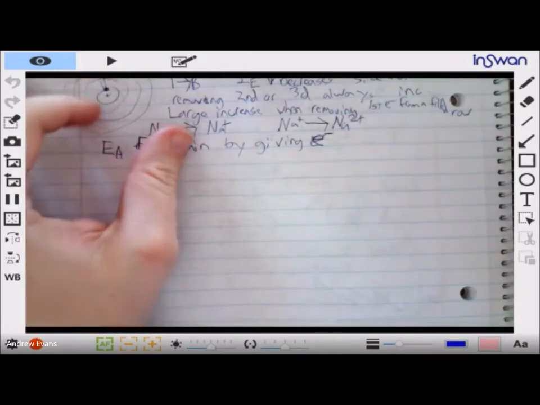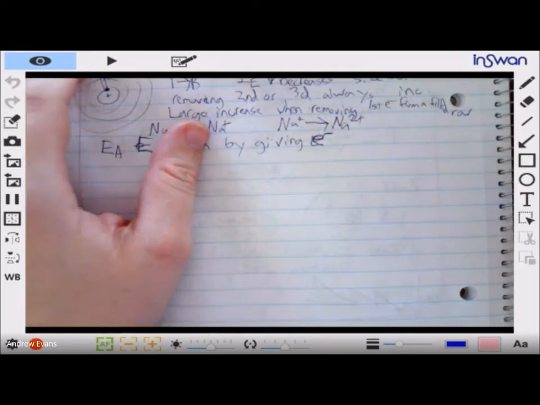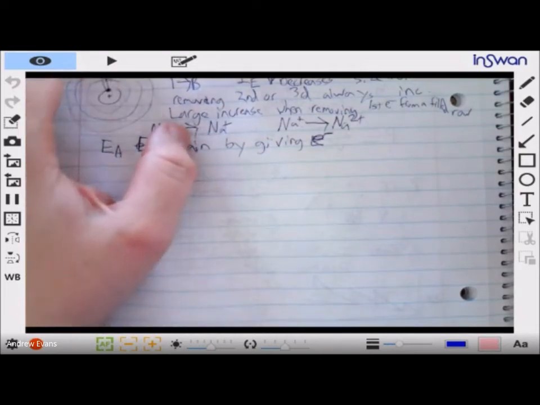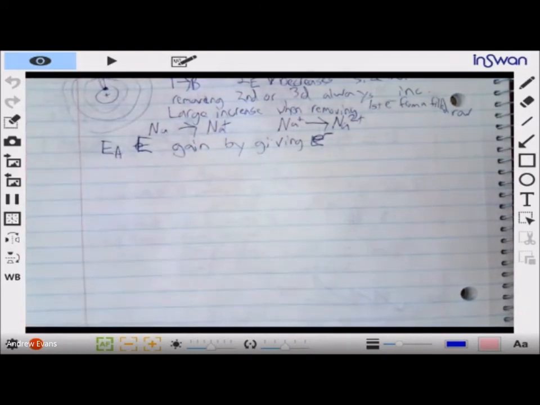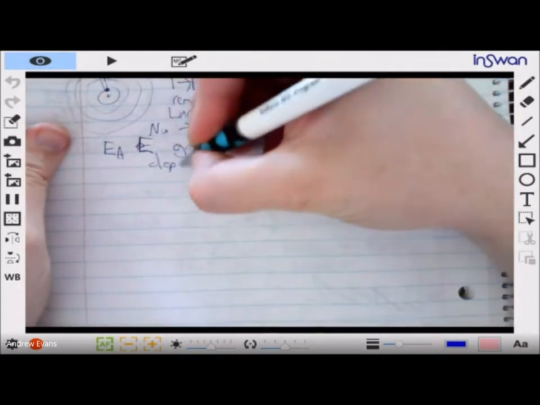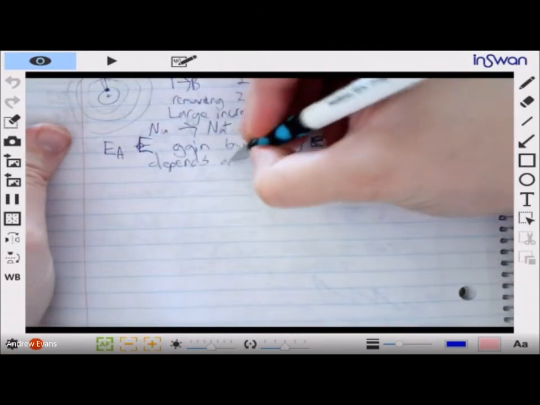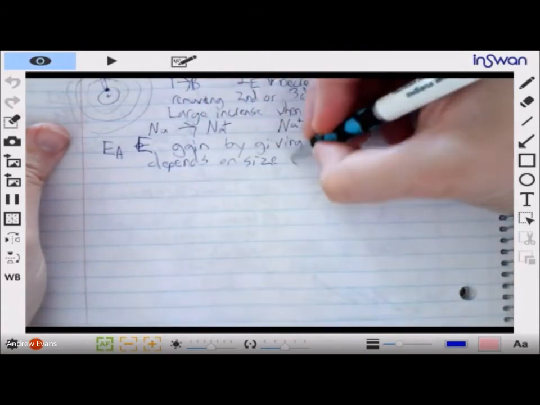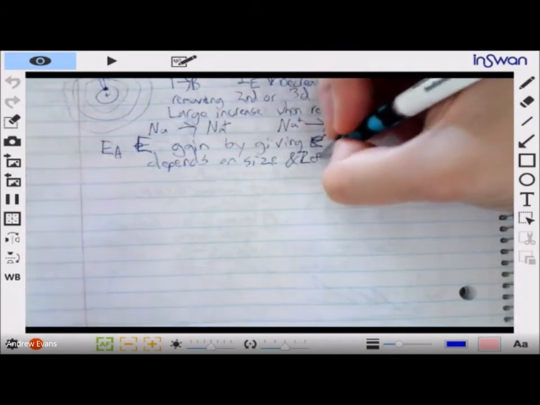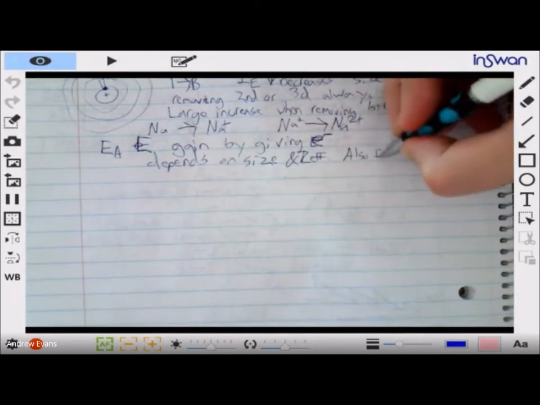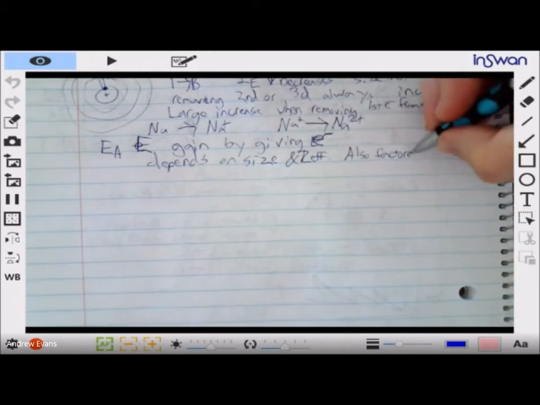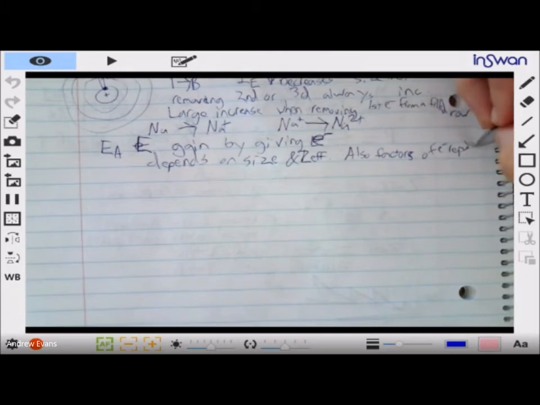Remember how we talked about thermochemistry and how we talked about light? If it takes energy to move it out, it must give energy to put it back. So this also depends on size and Z effective. But there are also factors of electron repulsion that we have to take into account. That throws a lot of things off.